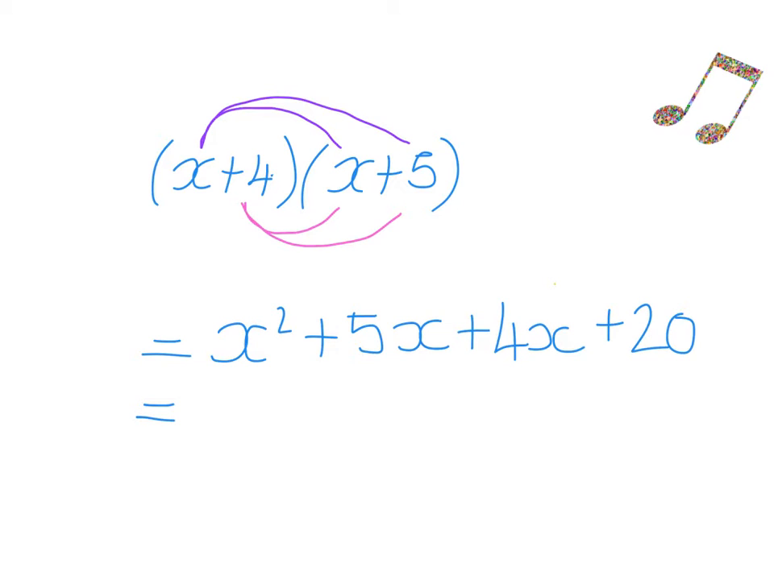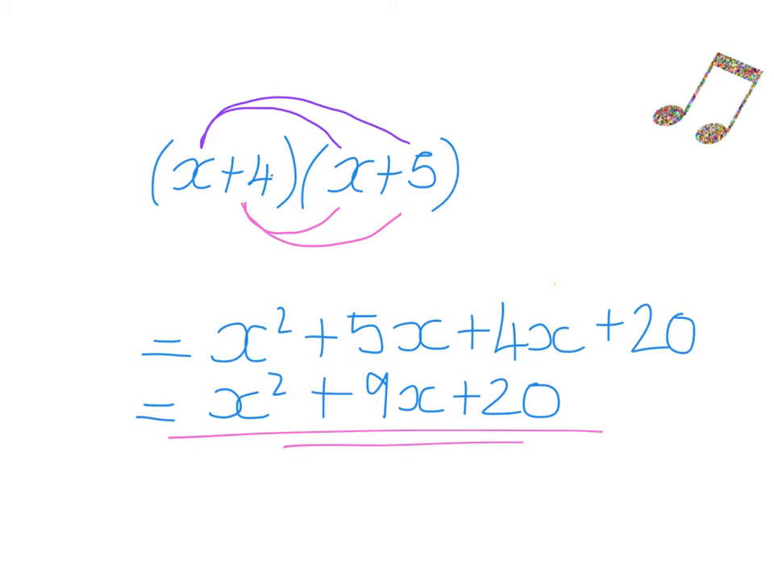Now I'm going to simplify this by gathering together the like terms. So x squared is on its own, but I've got here plus 5x and plus another 4x. So altogether I've got plus 9x, and then add 20. And that's us done.